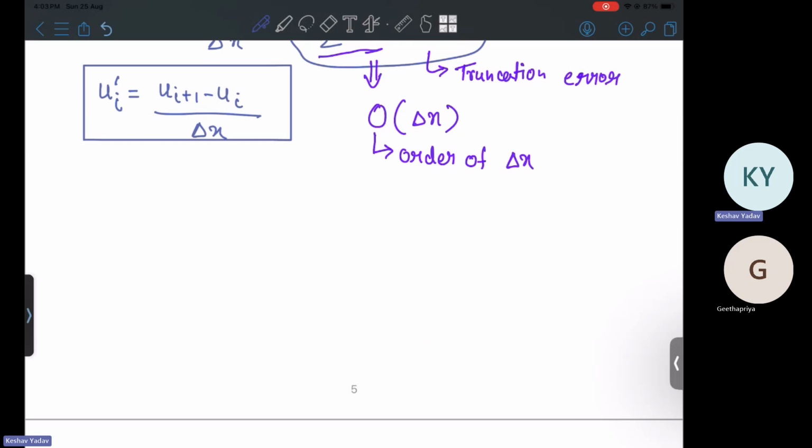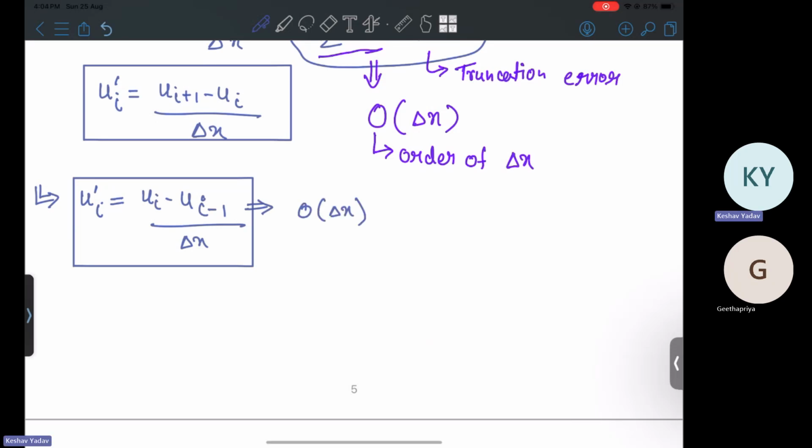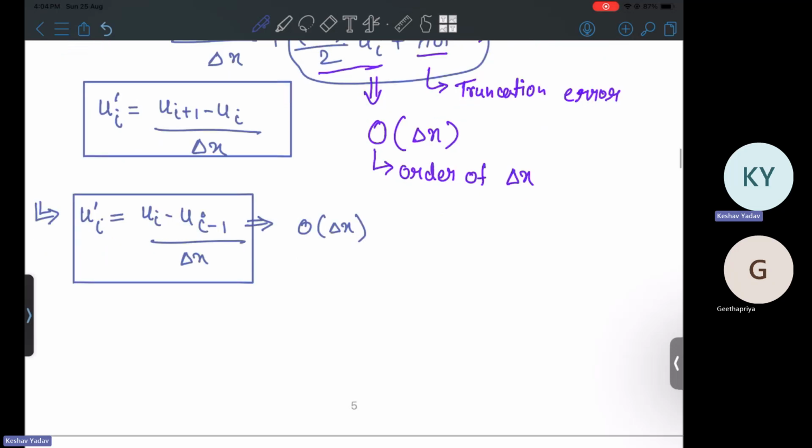Fine. Now similarly, if I go for backward difference, I can get ui prime, that will lead to ui minus ui minus 1 divided by delta x. It will also have error of order of delta x. This doesn't mean that it will have error of delta x, but it means that once I decrease the size of the grid, my error will decrease with order delta x. Or if I increase the size of the grid, my error will increase as delta x order. Okay, now this is the backward difference.